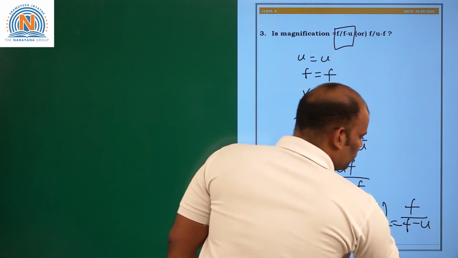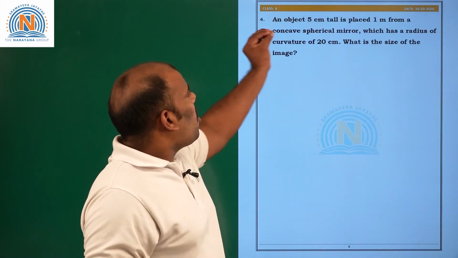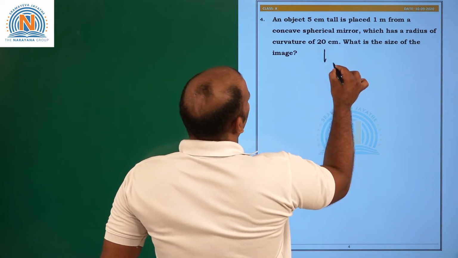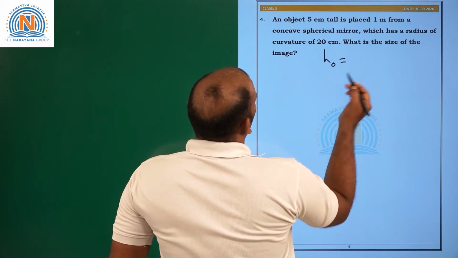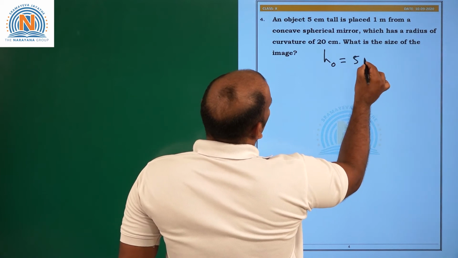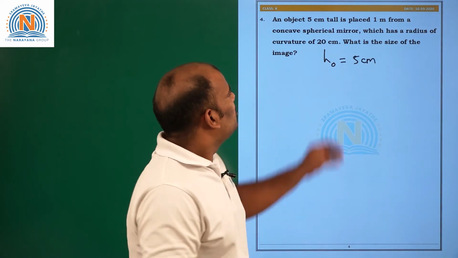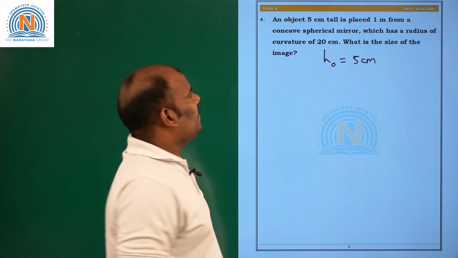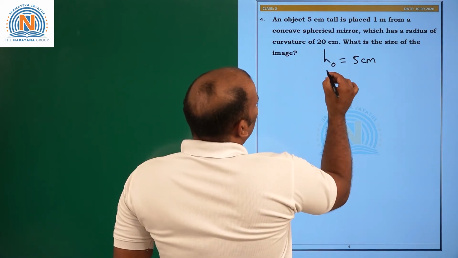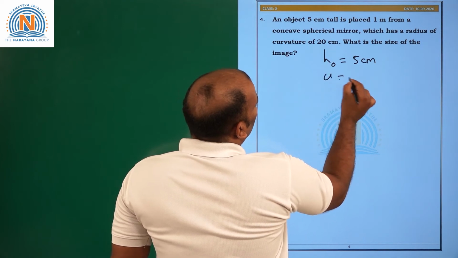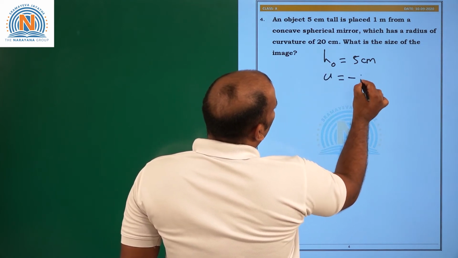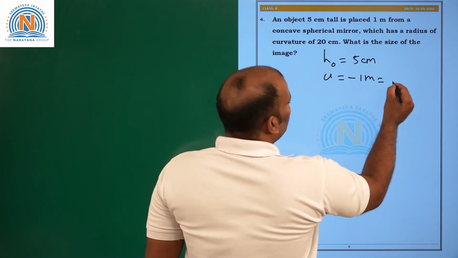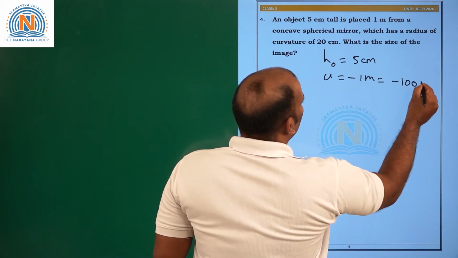Question number 4. An object 5 centimeter tall. Object height is given. Height of the object HO is equal to 5 centimeter. Is placed 1 meter from a concave mirror. Where is it placed? 1 meter from the concave mirror. So object distance U is equal to minus 1 meter. Convert this into centimeter. That is minus 100 centimeter.